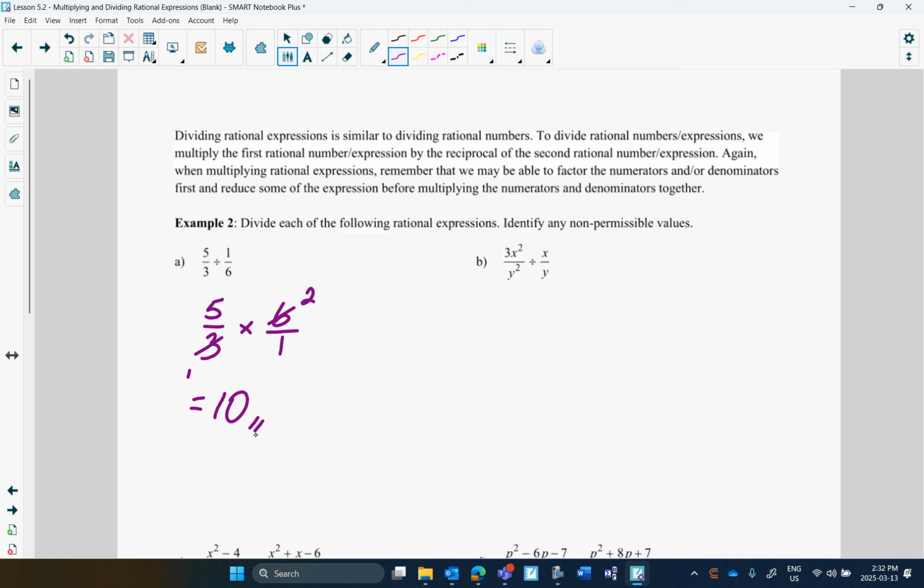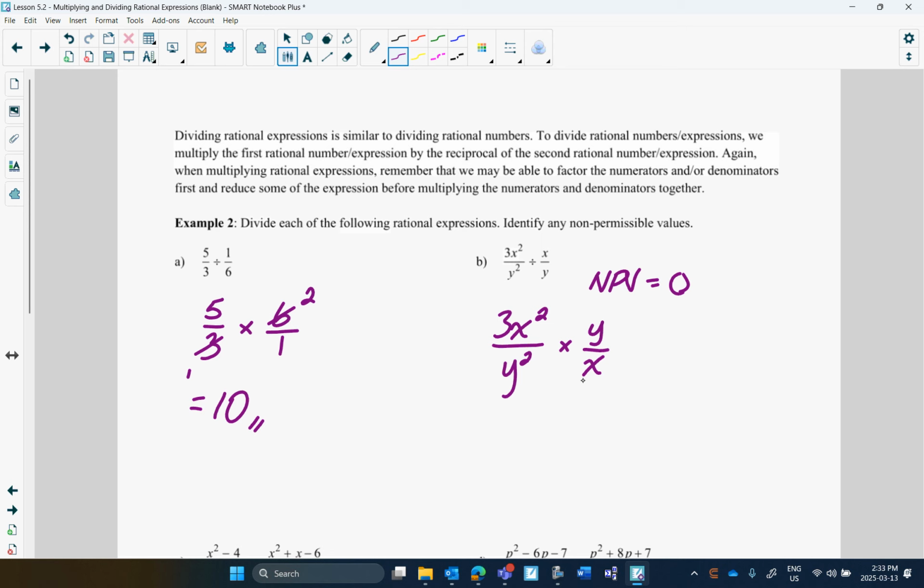Okay, this one was very similar to the previous one with multiplication, except it's a division. So what we're going to do, state the NPVs right now. What is it right now? What can't y be? 0. Okay. Now do your flip. You notice you got a new denominator after you flipped. You have to do NPVs on that too. Did it change or is it still 0? Still 0, so we're good.